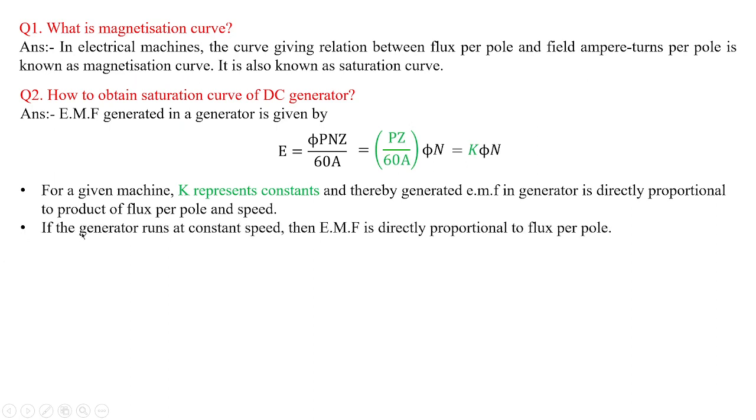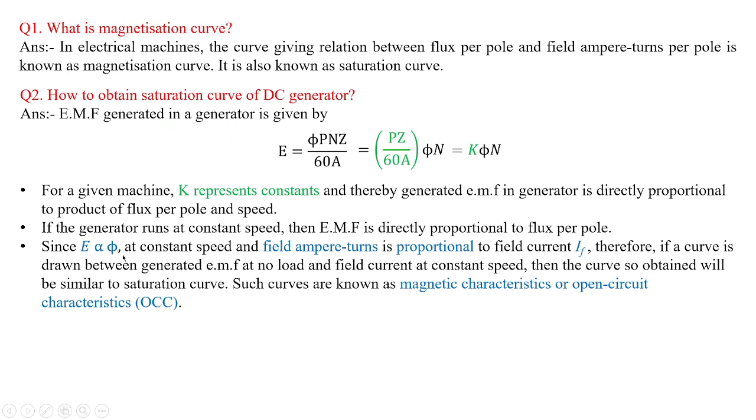Fine. If the generator runs at constant speed, then EMF is directly proportional to flux per pole. From this equation, E will be proportional to phi. Since E is proportional to phi at constant speed and field ampere turns, E is proportional to field current IF for shunt machine. Therefore, if a curve is drawn between generated EMF at no load, means machine is not loaded, and field current at constant speed, then the curve so obtained will be similar to a saturation curve. Such curves are known as magnetic characteristics or open circuit characteristics. That is also known as OCC.